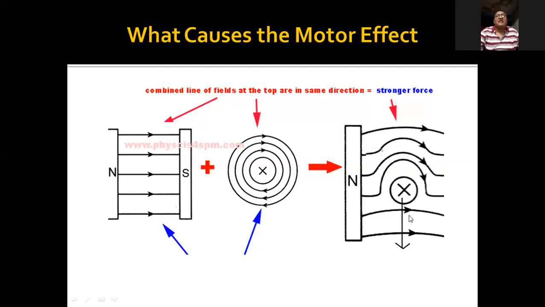So what will happen? There will be a larger distance here. So it means the magnetic field here is strong because the magnetic lines are close, and here the magnetic field lines are away from each other. So the magnetic field will be weaker here. So above the conductor, the magnetic field is strong, and below the conductor, the magnetic field is weak. Due to this difference of magnetic field on the top and on the bottom, the conductor will experience a force in the downward direction. This is the description of why the current carrying conductor, when placed in a magnetic field, experiences a force, why the motor effect takes place.